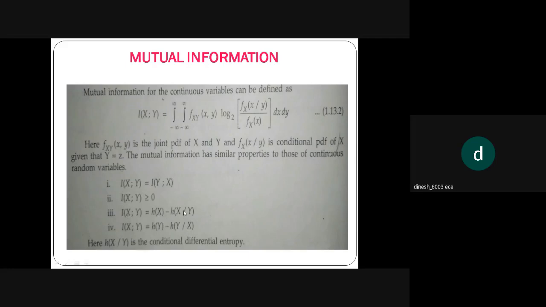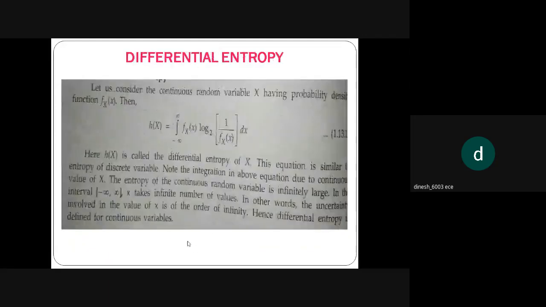Here H(X|Y) or H(Y|X) is the conditional differential entropy. Now you will be getting a doubt, what is differential entropy? I know that, which we are going to see in the next topic. Conditional differential entropy.